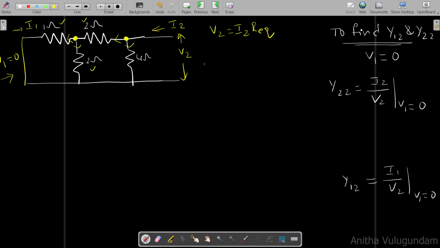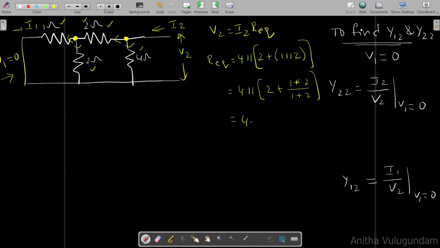So R equivalent can be written as, let us start from the extreme end, 1 parallel to 2, which is in series with this 2 ohm, plus 2, and again which is in parallel with 4. So this is how you should write it. So 4 parallel to 2 plus 1 parallel to 2, means equivalent resistance is 1 into 2 by 1 plus 2. So we can write 4 parallel to 2 plus 2 by 3. 2 by 3 is 0.66.